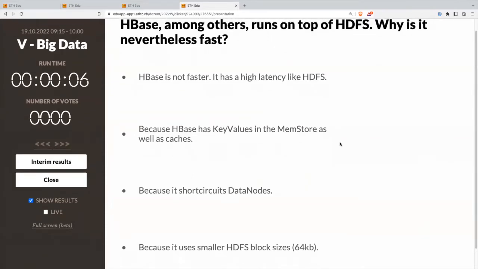Why is it that we have a system, HDFS, that is known not to have the greatest latency? It's not really instant when you query something. And yet, HBase is much faster running on top of HDFS. Why is that? First, you might not agree. Maybe you think HBase is not faster and it has a high latency like HDFS. Or is it because HBase has key values in the memstore as well as in caches? Is it because it short-circuits data nodes? Is it because it uses smaller HDFS block sizes? Should be a big B here, 64 kilobytes.